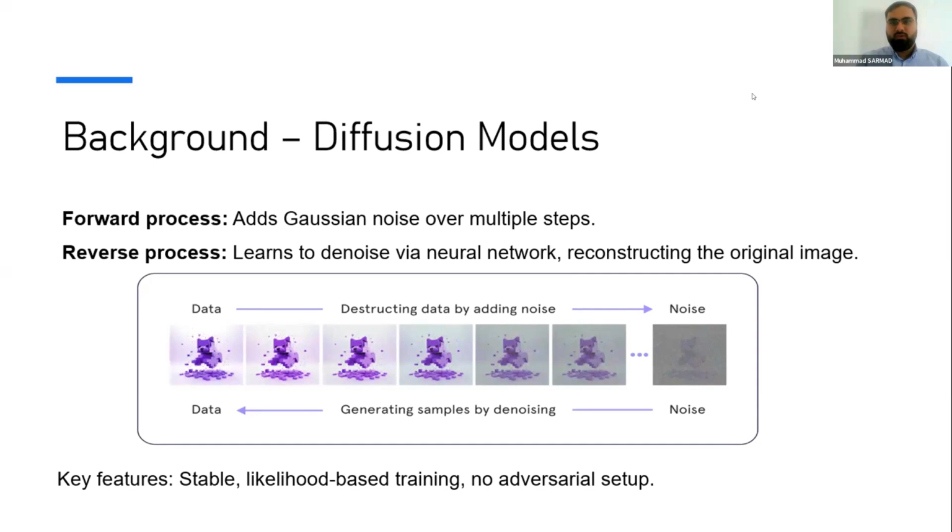Why did we choose diffusion models instead of other models like GANs? They are more stable. Their likelihood-based training is a good plus. Also, they don't include any adversarial setups.